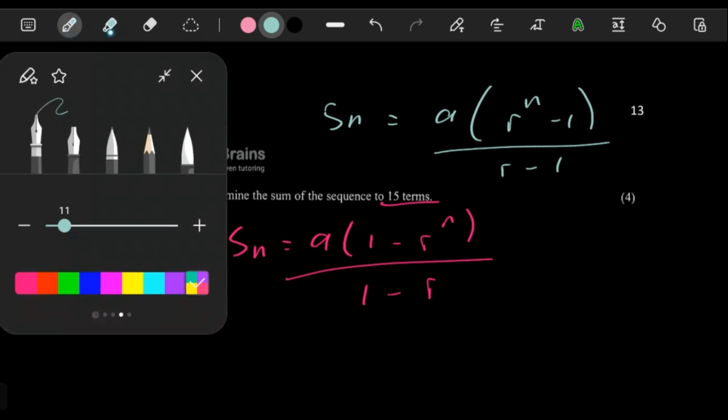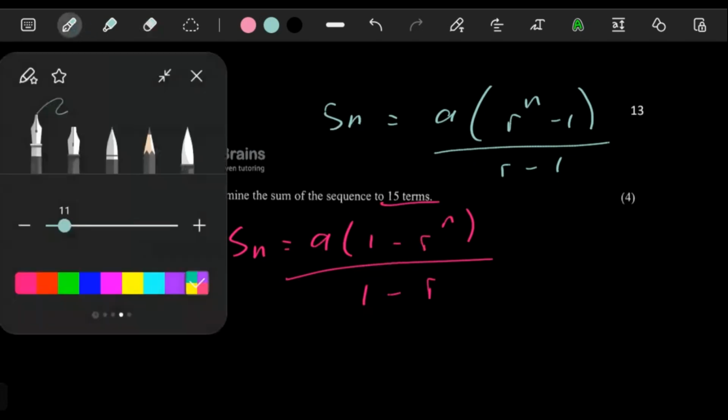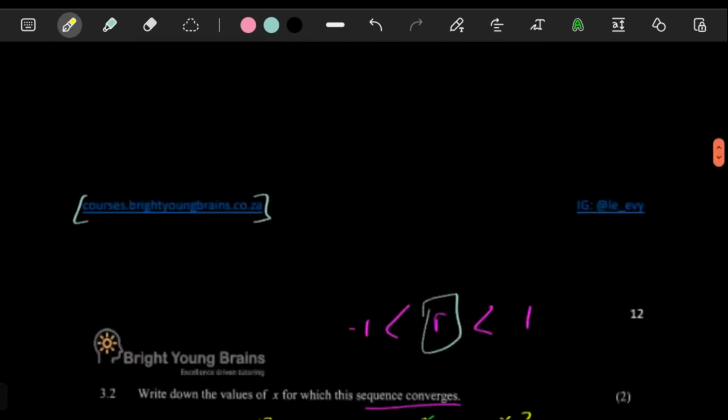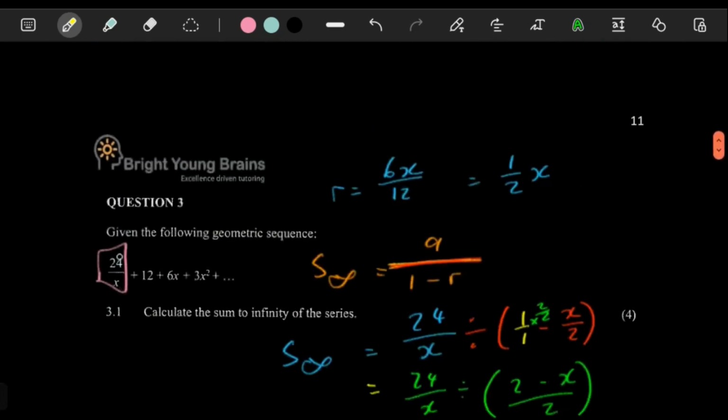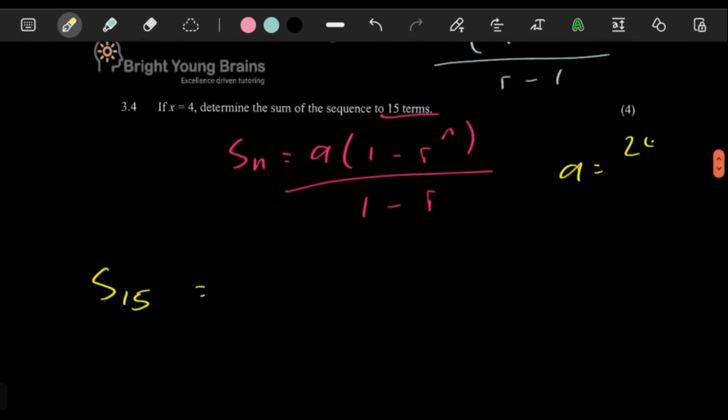So anytime you see that your value of r is between -1 and 1, for the sake of calculating your question more easily, you can just swap these around. That's 100% valid. So these are two formulas, they both work, but in our situation, we're going to use this pink one here. So the sum of the first 15 terms, where x is 4. So let's see here, S15. What we know is a is this fraction here. So this is like 24 over 4, which is just a 6.